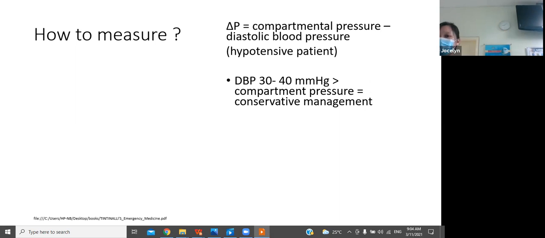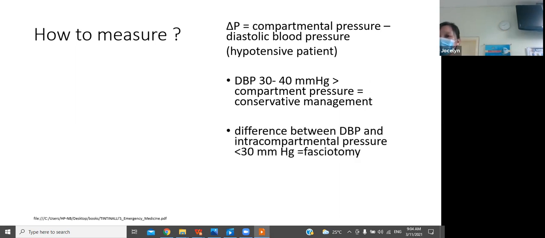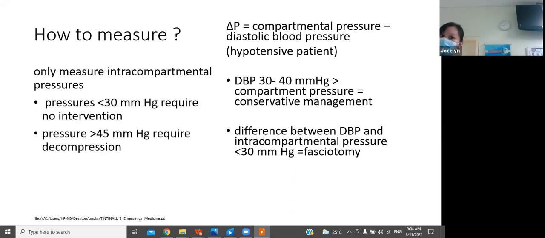So when the difference between diastolic blood pressure and compartment pressure is more than 30 to 40 mmHg, you have good perfusion, so usually we go for conservative management. If the difference is less than 30, the perfusion is not good. This is for hypotensive patients, polytrauma patients, and more advanced trauma. If you only measure intracompartmental pressure, it's very simple: less than 30 is fine, more than 45 you have compartment syndrome. This one I took from internet.